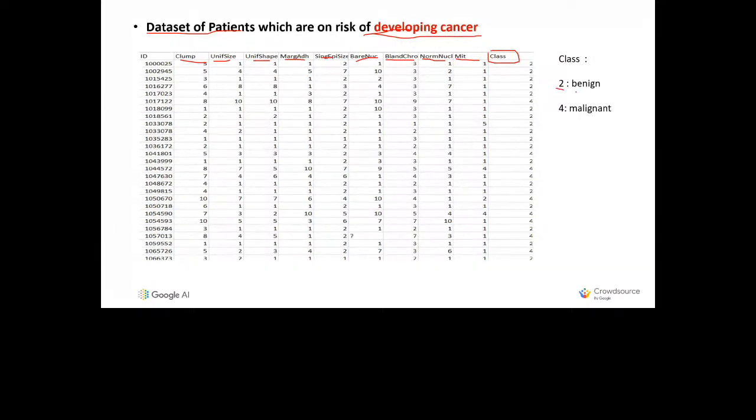So two stands for benign. These benign cells are non-cancerous cells that do not spread. Whereas class 4 belongs to malignant cells. These cells are cancerous cells that actually spread across the human body and cause issues. So these are our features, and class is our target output.